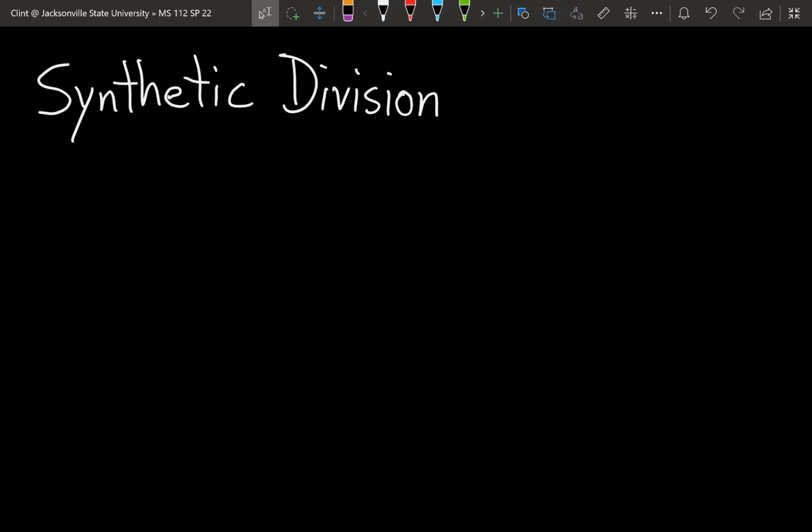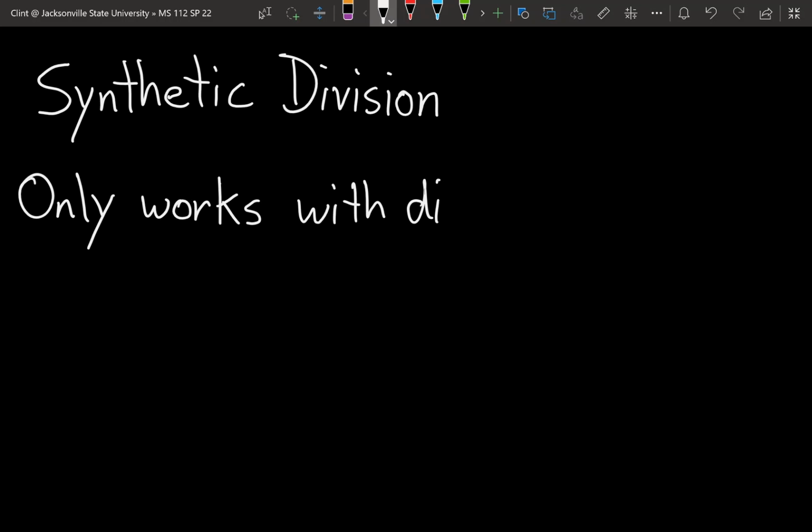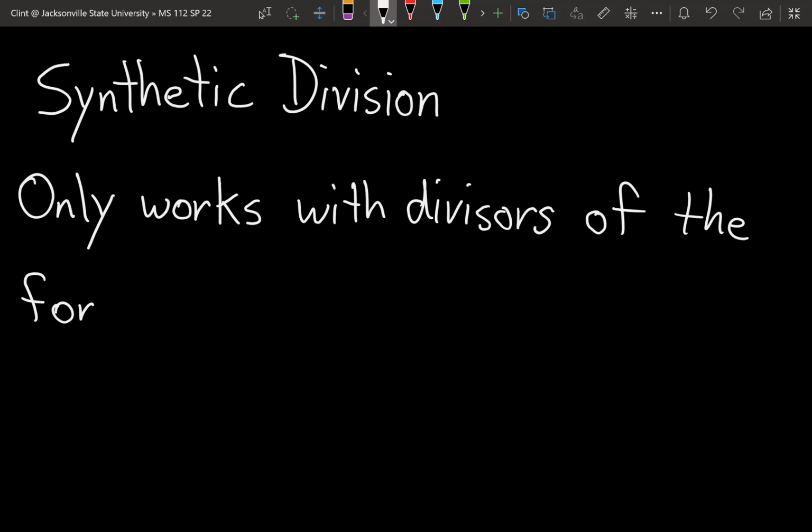The big downside to synthetic division is that it only works in certain circumstances. Synthetic division only works with the divisors, when the thing we're dividing by, so it only works when our divisor looks like x minus some number.